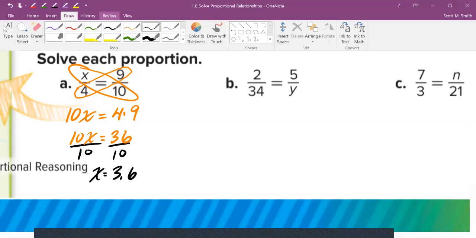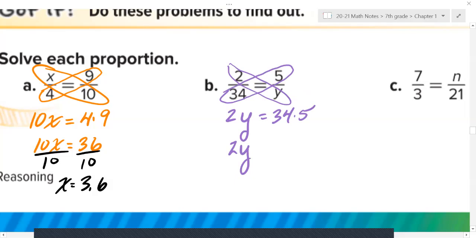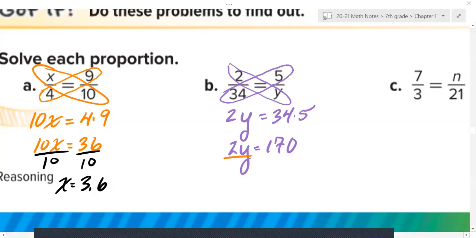So for letter B, I'm going to cross multiply once again. So I'm going to do 2y, and the difference between this one is the variable is in the lower right, in the denominator, and 34 times 5. 34 times 5 is 150 plus 20, which is 170. I need to get the variable by itself, so I'm going to divide both sides by 2. y is equal to 85.